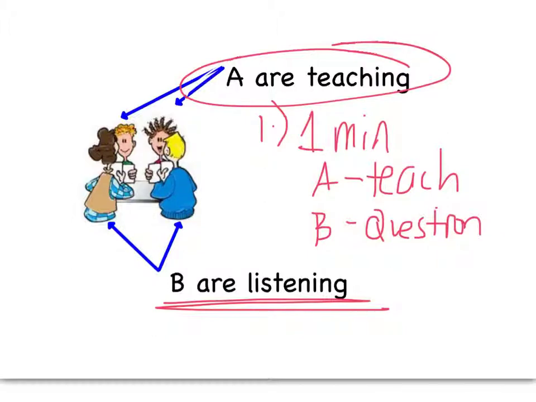Alrighty, 1 minute has passed. Let's see if you've got it. B's, ask any last minute questions to make sure you really know how to answer that question. All voices off in 5, 4, 3, 2, and 1. B's, you are now in control of that blue card.